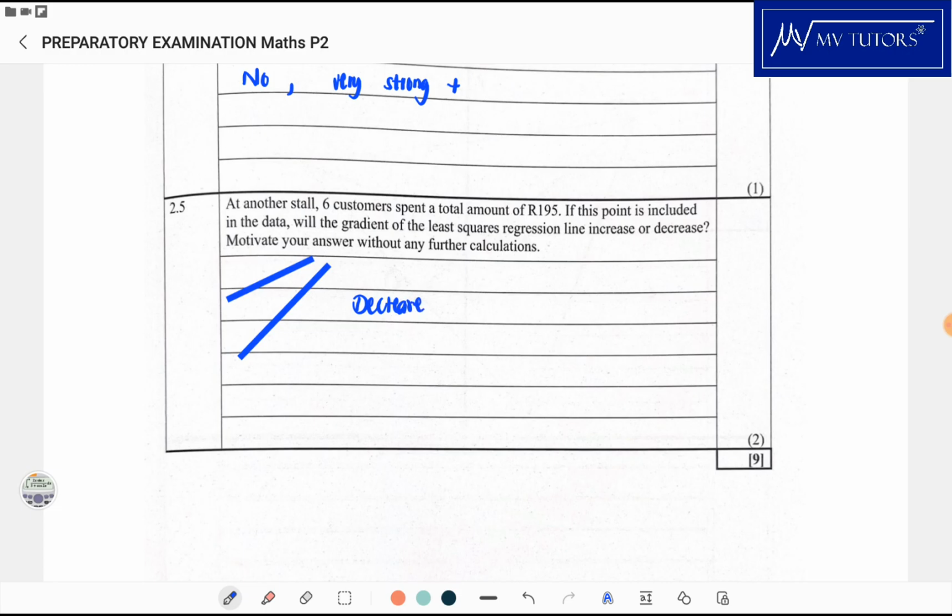We can say that point is above all the other points. It's like an outlier. Oh yeah, they said no calculations. But you can see that because it's above all the other points, away from the line, it does have an impact, causing it to be less steep. All right, it has decreased. And that is it for question 2.